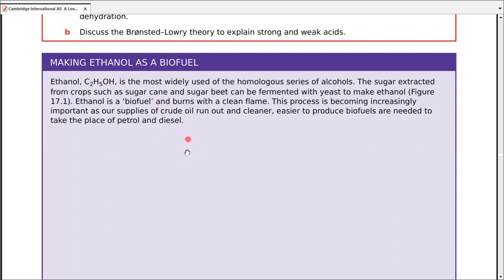Now, ethanol is a biofuel and it burns with a clean flame. It has very less chances to be converted into carbon monoxide or other toxic gases. So the release of carbon dioxide, or what we usually call a carbon dioxide signature, is usually less as compared to other fuels, specifically if we compare it with petrol.